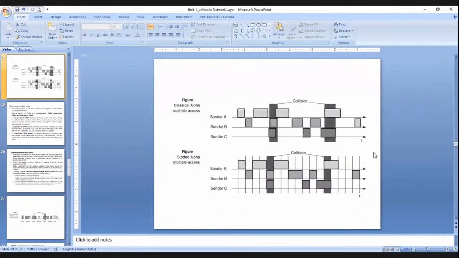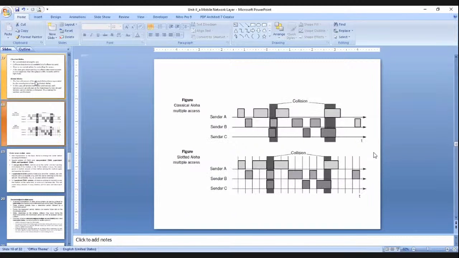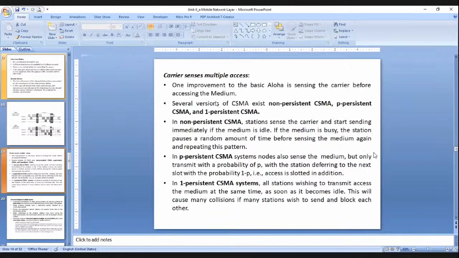And if you go for a slotted Aloha, there is a timestamp embedded over there. So there is a chance of collisions again. To avoid a collision, they have gone with some new technology that the carrier needs to sense. You need to access the media and sense whether there is any traffic or not. That is carrier sense.